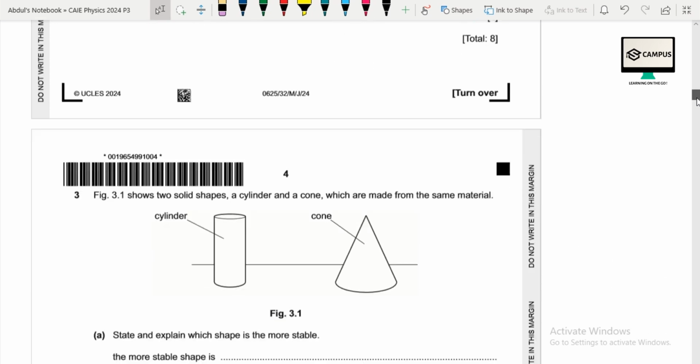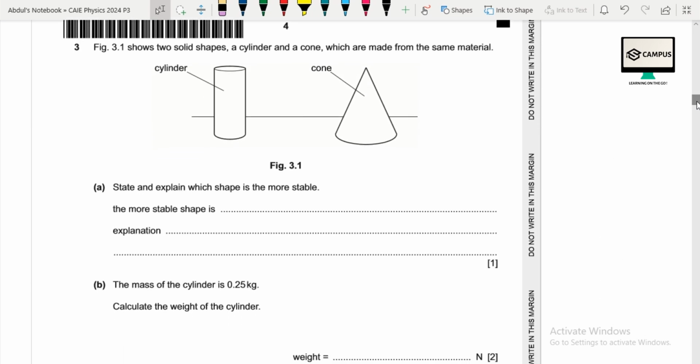Moving on to question number 3. Figure 3.1 shows two solid shapes, a cylinder and a cone, which are made from the same material. That's important. Both of these objects are made with the same material. In part 3, we need to state and explain which shape is more stable.